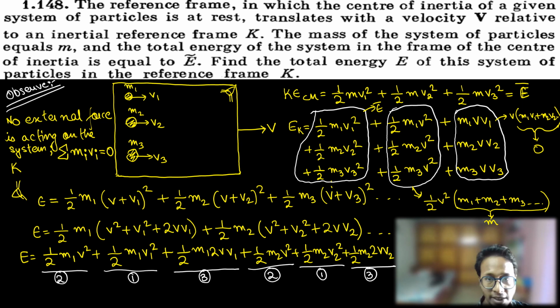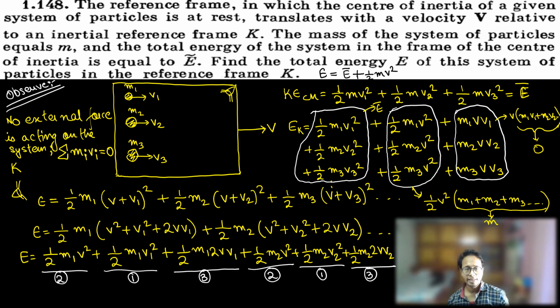See, I'll write the answer. Kinetic energy as seen by this frame of reference is equal to kinetic energy as seen by this CCTV, which is given as E dash, plus half into v square into total mass, so plus half m into velocity of frame square, or half into v square. So this is our answer.